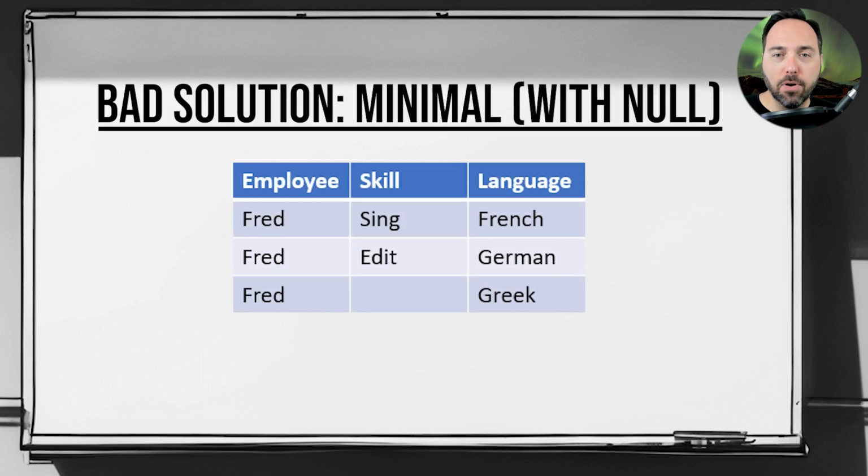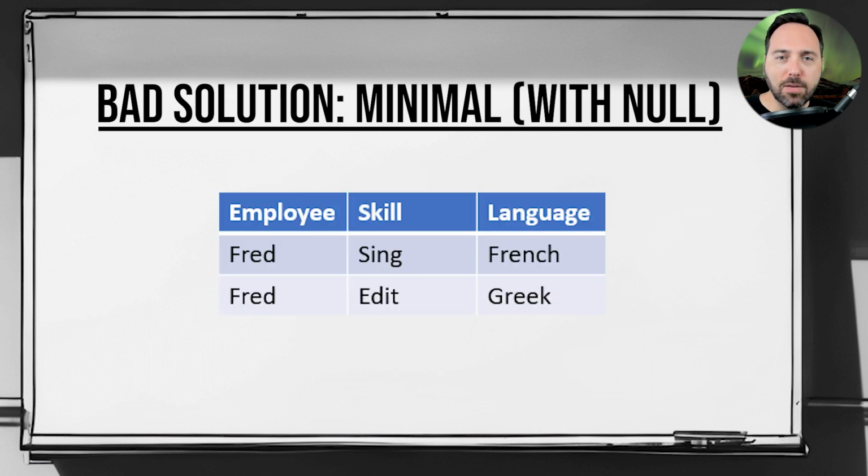Here's a second approach in which we pack things into the minimum number of tuples and allow blanks, or horror of horrors, null. If we read this, we can immediately see the problem. Based on this data, we can infer that Fred can sing in French and edit German music videos. In that case, what does he do in Greek? Actually, don't answer that.